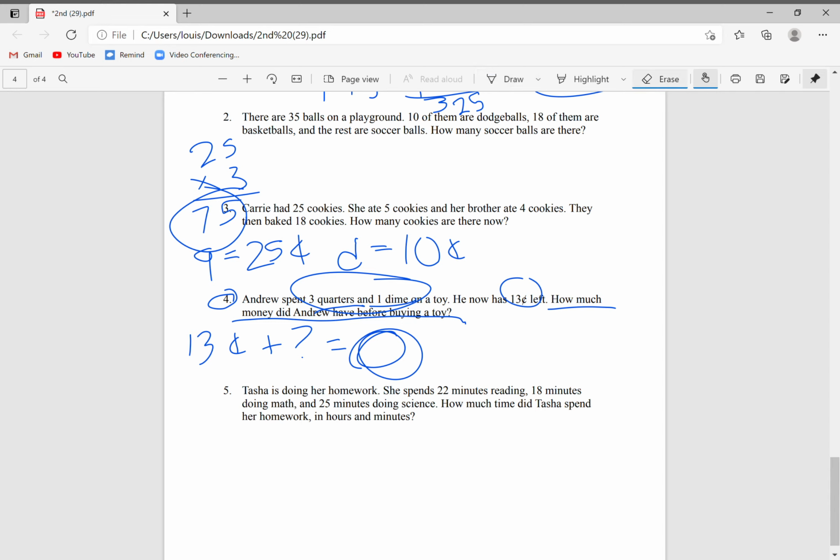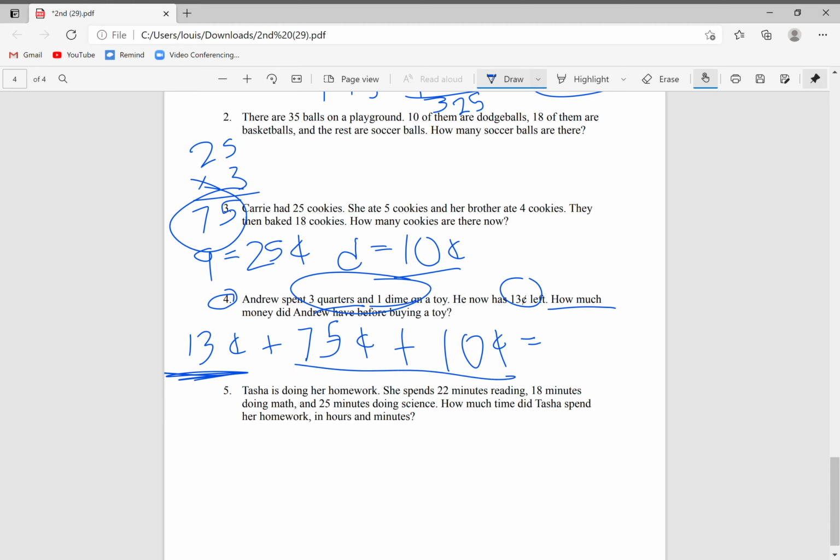So that's one part down in which this is 75 cents. Now, plus the dime, we know a dime is 10 cents, so 1 dime would be 10 cents. So now we know all three numbers. Now this gets us the value of our toy, not the value of our toy, but how much money we had originally, because this represents the money we have left, and this represents the money we spent on the toy.